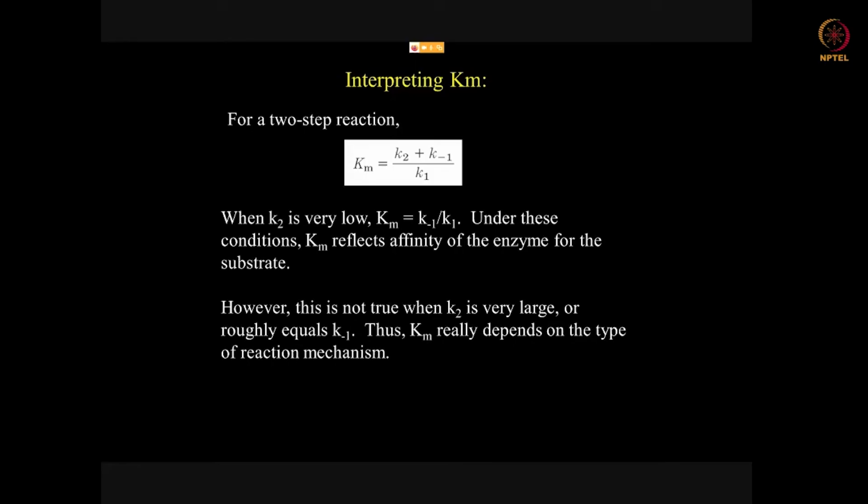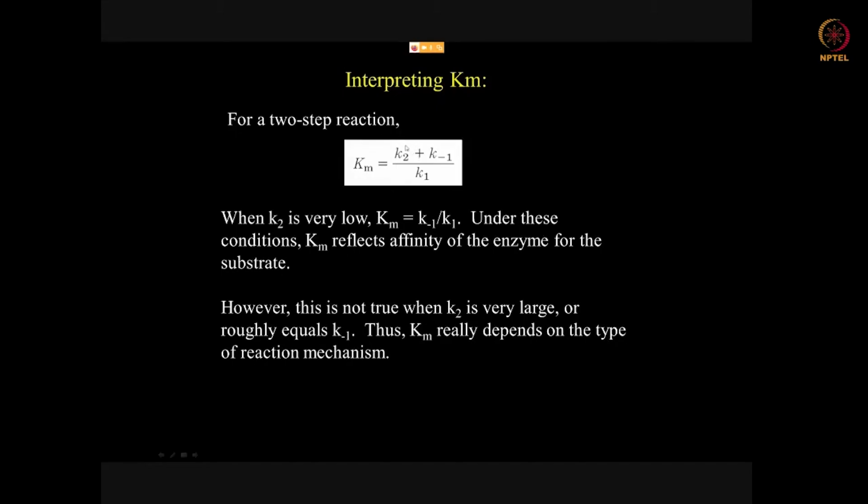This is true under certain conditions. That is what this slide is trying to tell you. So for example, where K2 is very low, let us say you are looking at the very initial reaction where ES formation and breakdown is the main thing. ES has not yet started producing E plus P. So K2 will not be a major factor.